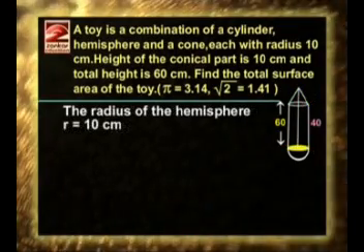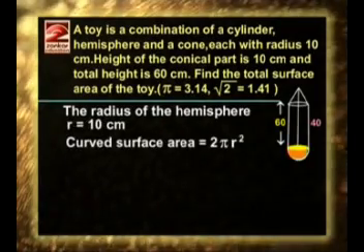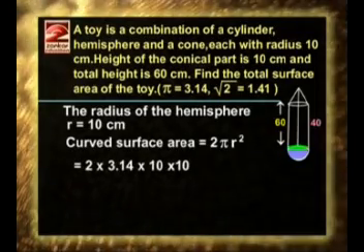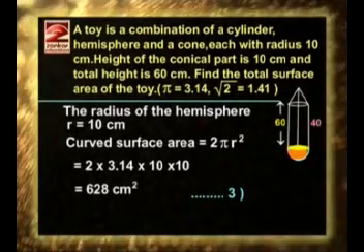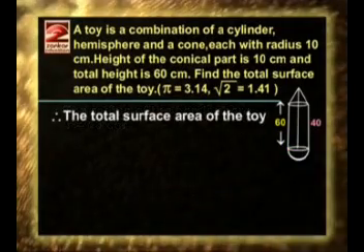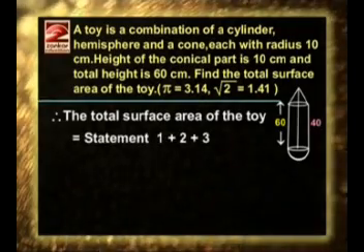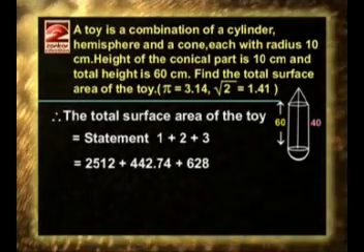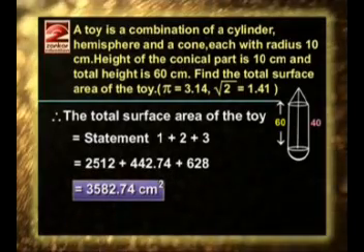Now the radius of the hemisphere R is equal to 10 centimeter and the curved surface area is equal to 2 pi R square, that is equal to 2 into 3.14 into 10 into 10, that is equal to 628 centimeter square. Statement 3. And therefore the total surface area of the toy is equal to statement 1 plus 2 plus 3, that is equal to 2512 plus 442.74 plus 628, that is equal to 3582.74 centimeter square.